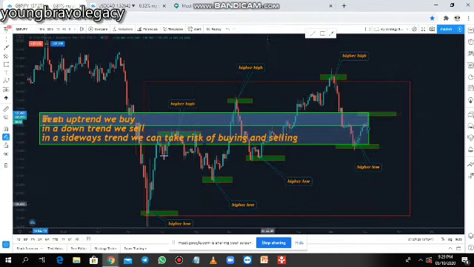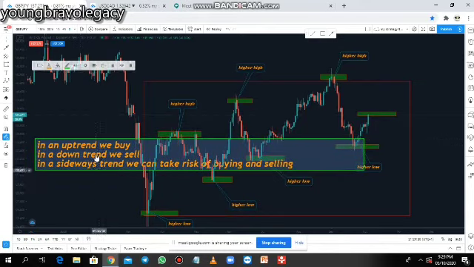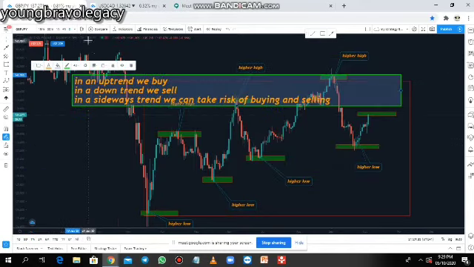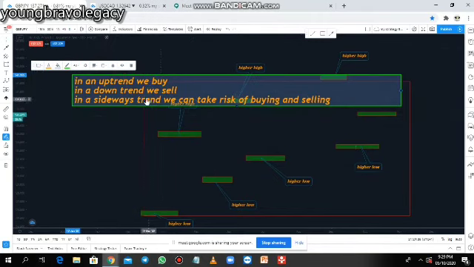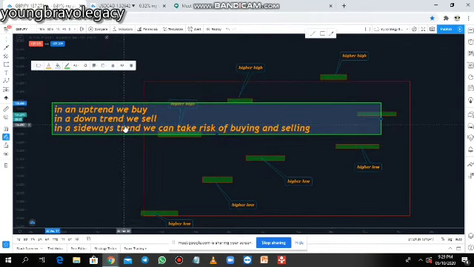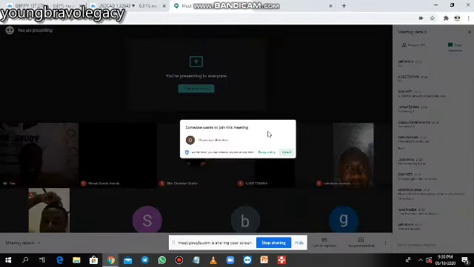Now look at what I have on my screen. I said in an uptrend we buy, in a downtrend we sell. But in a sideways trend we can take the risk of either buying or selling. Both can work out, but it is all risky. Because I'm a scalper, I can trade a sideways trend conveniently as a scalper.